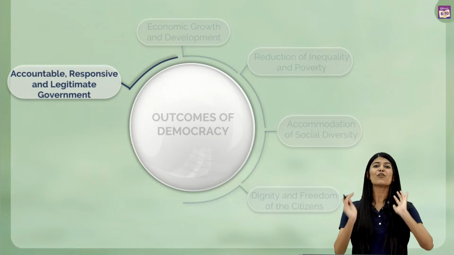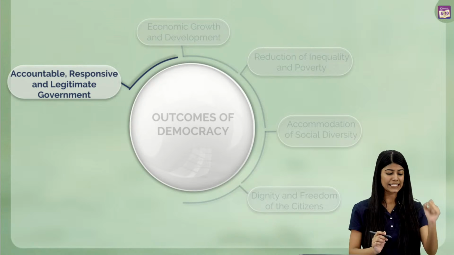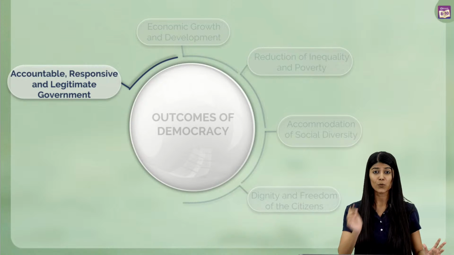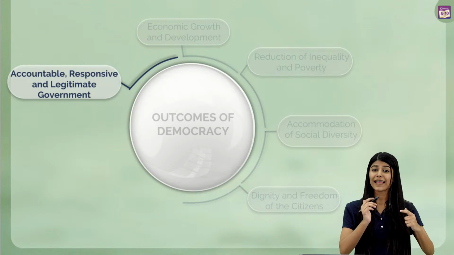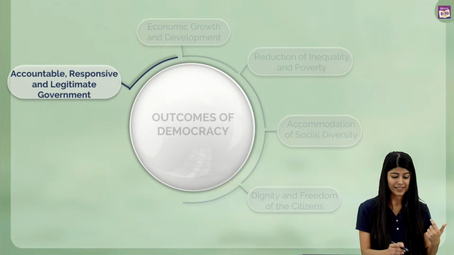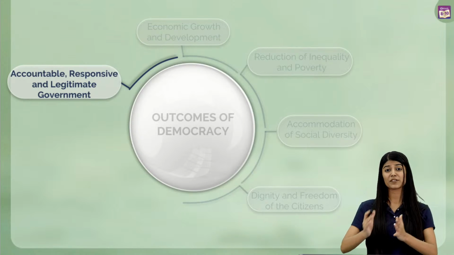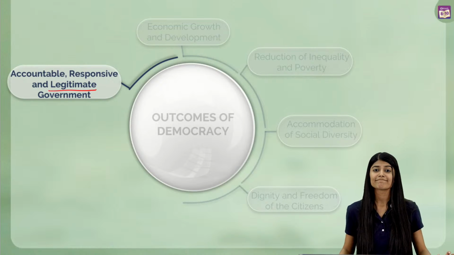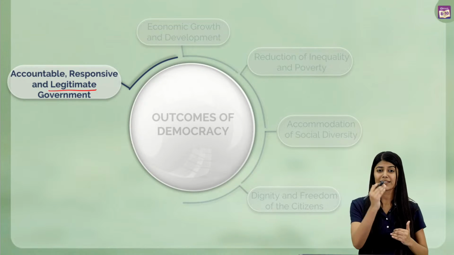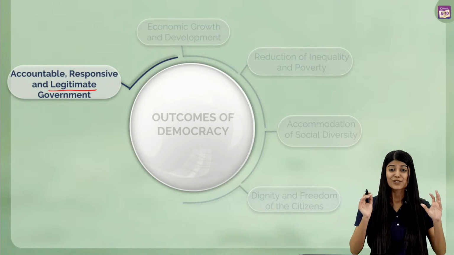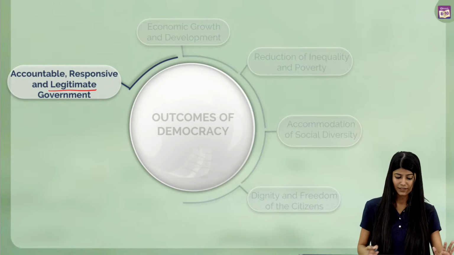Okay, so let's move now back to the very first aspect, that is accountable, responsive, and legitimate government. Accountable, as you all know, we just now studied, it means that the government is answerable to the citizens. Responsive means the government needs to be responsive to the needs of the people. And legitimate means the people choose the government, choose their representative through free and fair elections. So democratic government tends to be legitimate.